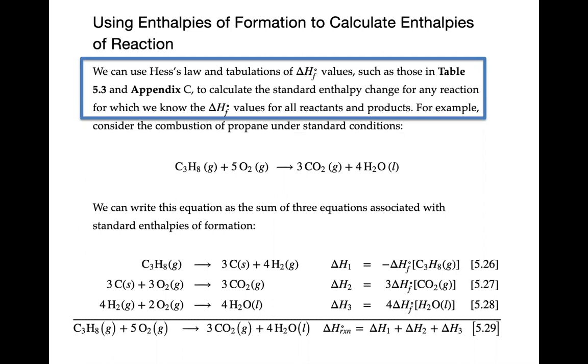Now, if we look more closely, what are they combining? This first one right here, if you reverse that, that would have been the standard enthalpy of formation. You would have been starting out with carbon graphite and H2 to get C3H8. They've taken the standard enthalpy of formation for that and flipped it around. The second one right here, that looks like the standard enthalpy of formation, but they've tripled the coefficients.